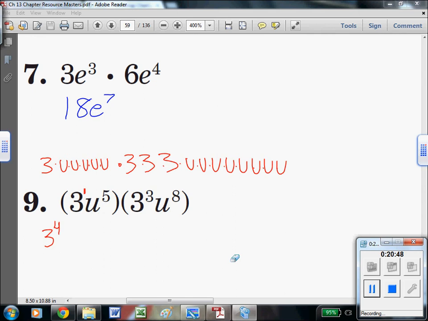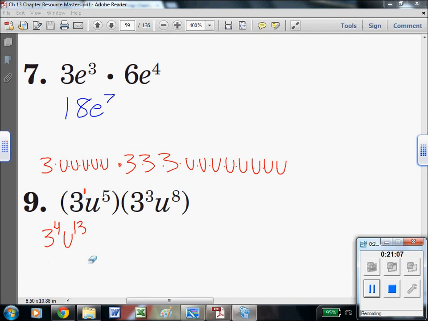But let's see if we can do it without that. So now we have 3 to the 4th power. Now for our u's, u to the 5th times u to the 8th, they have like bases, so add those exponents. 5 plus 8 is 13. So we have u to the 13th power. So this is the simplified version of number 9 using the shortcuts.